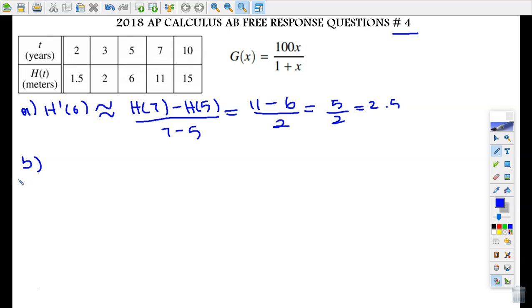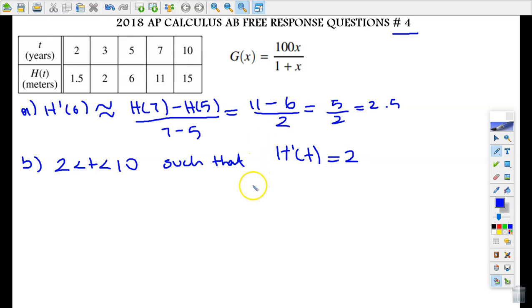In part B it says explain why there must be at least one time t over this time interval, 2 less than t less than 10, such that h prime t is equal to 2. This is the perfect example of the mean value theorem.